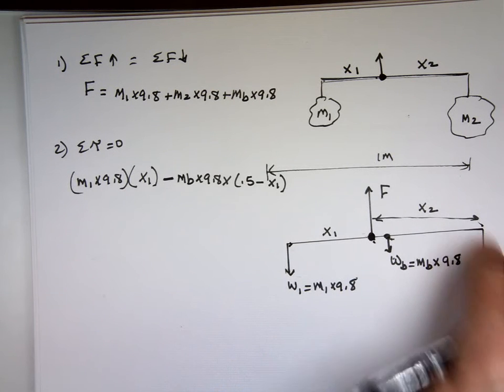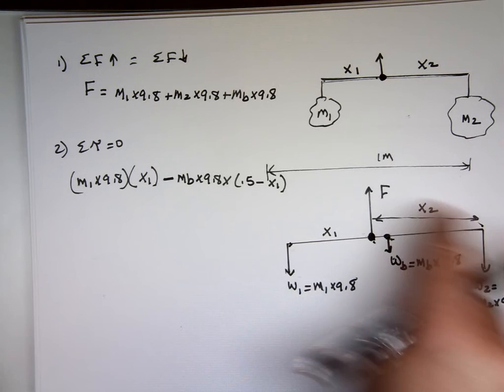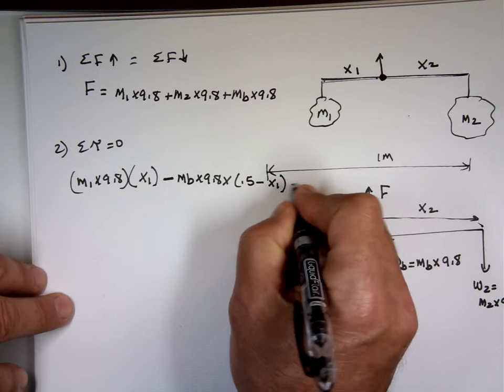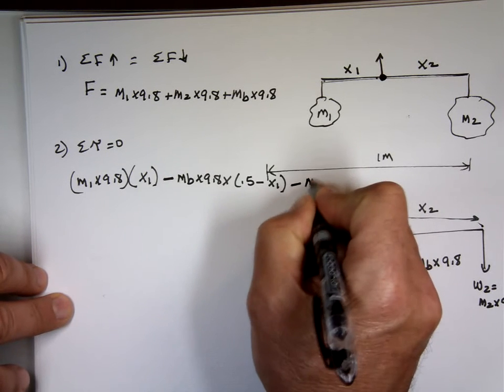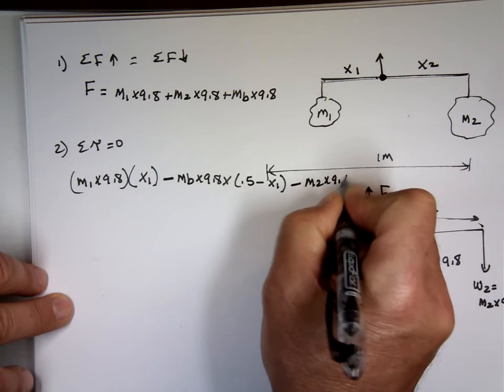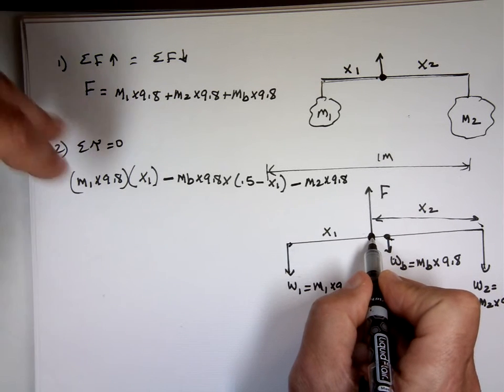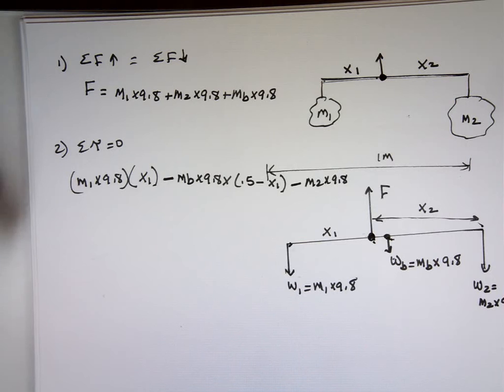And what about that piece? It's going to have a torque of what? Negative mass 2 times 9.8. And what's the distance from here to there? I can write x2, but if I write x2, how many unknowns do I have now? 2 unknowns in that equation. I can't solve it.